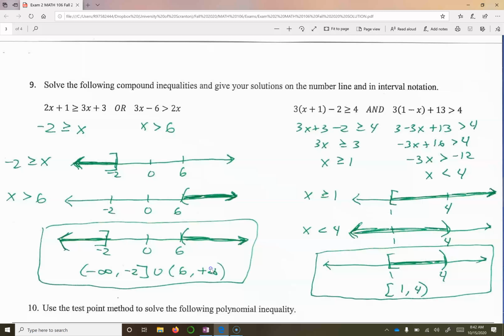And then here's the interval notation. Now for the AND, it's intersection. So you only want the common solution between the two inequalities. So you solve the inequalities, you get x is greater than or equal to 1, x is less than 4. So here are the graphs. So essentially the intersection is where you have the bracket on the 1 and then the parenthesis on the 4, and you just shade between, and then the interval is the bracket 1, 4, parenthesis.